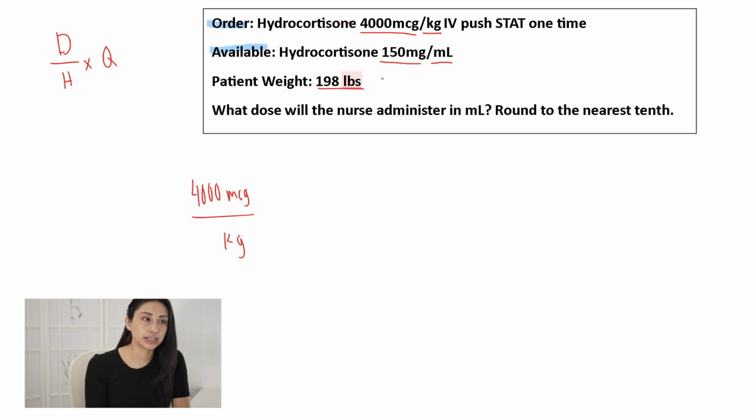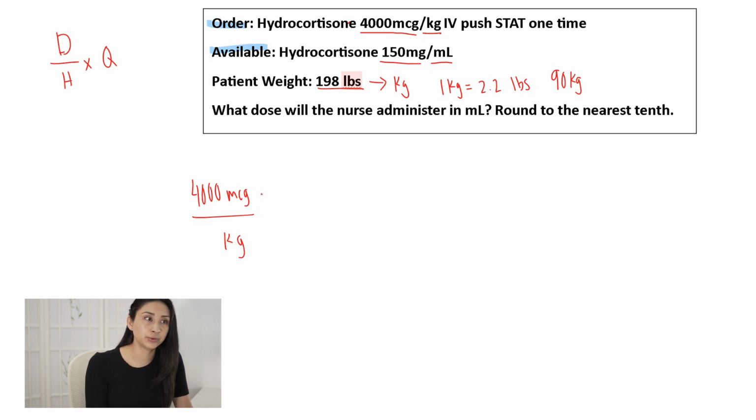So he weighs 198 pounds. So 198 pounds to kilograms. How do we do that? Well, we know that 1 kilogram is the same as 2.2 pounds. So let's divide 198 divided by 2.2, and that gives me 90 kilograms. So 90 kilograms. Now I can go ahead and figure out how much medication I need to give this patient based off of his weight.